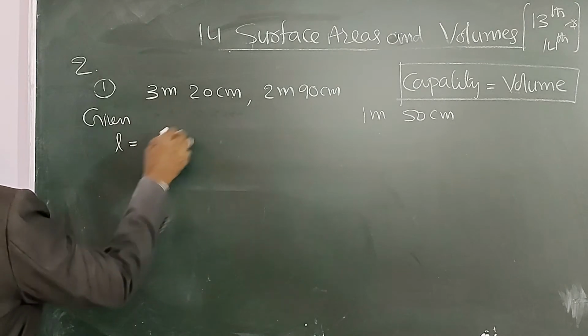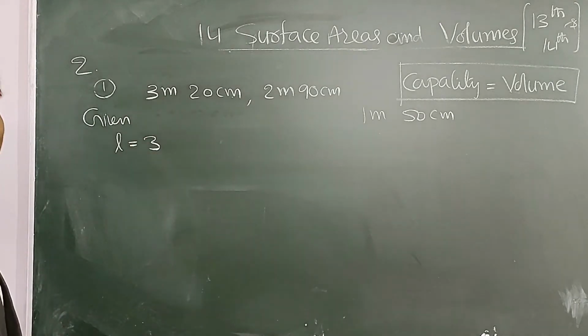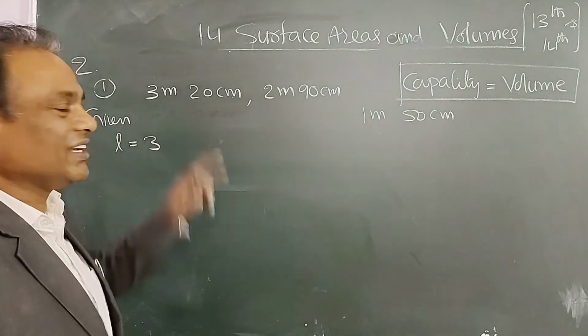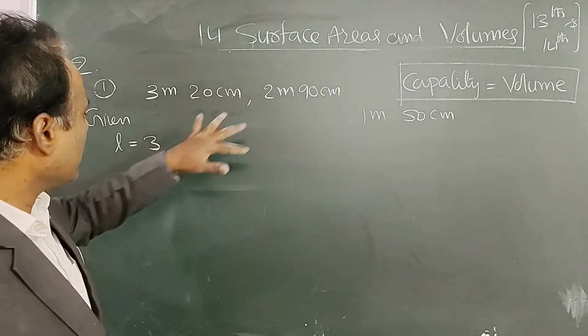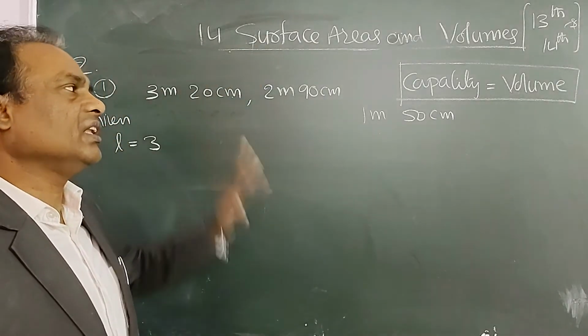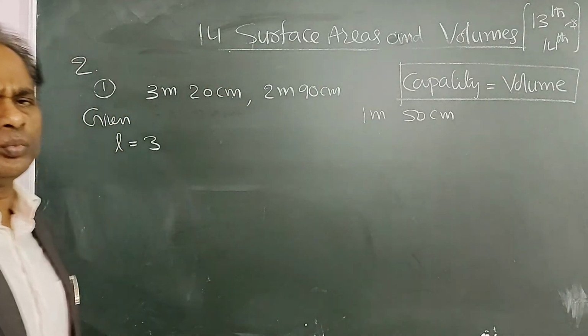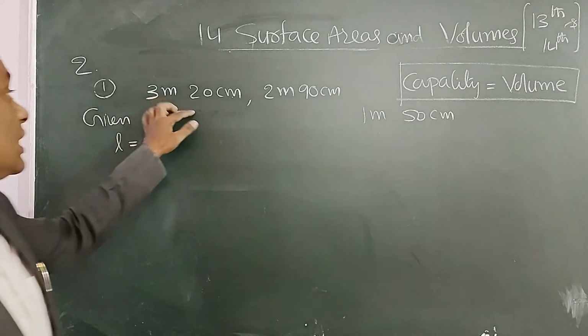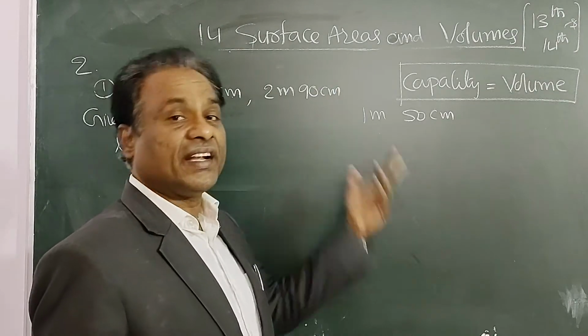Length is 3 meters 20 centimeters. There is a confusion because this is in meters and this is in centimeters. Write the total question in centimeters or total question in meters. Any one change you do. Total in meters or total in centimeters.